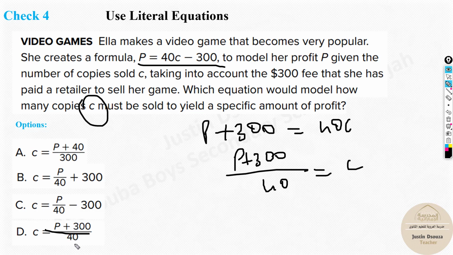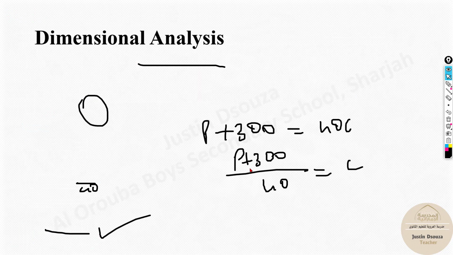Over here we have divided by 40. So that is the answer. Now if you're splitting 40 on both the sides, this will be divided by 40, and that is not done here. So the answer is 4P plus 300 by 40. Please do not make the mistake I made. Whenever you move some numbers to the other side of equal to, change its sign. So that was the thing.